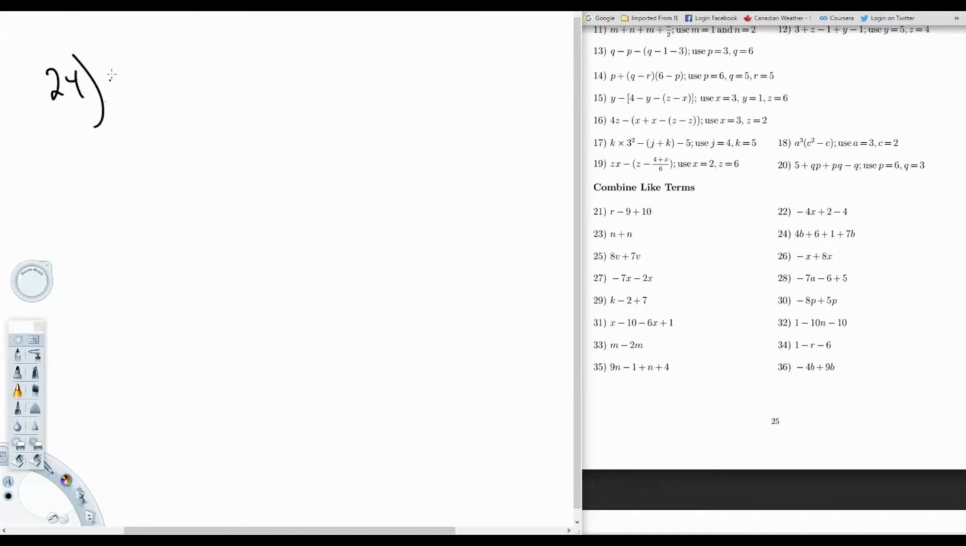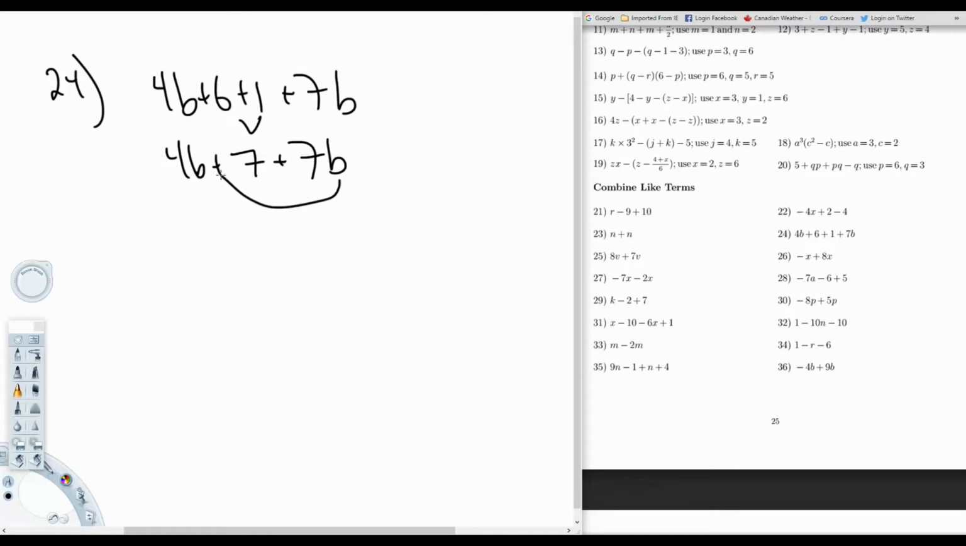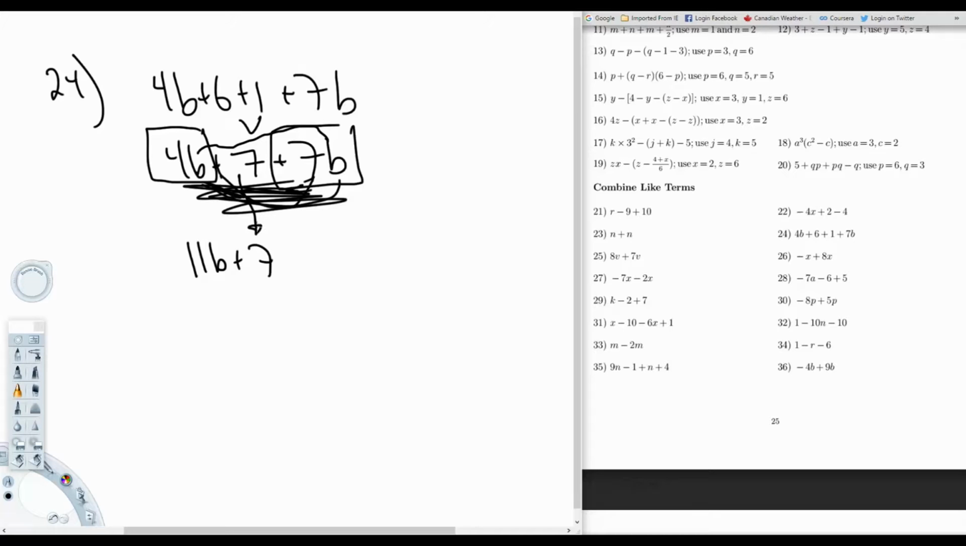24. 4b plus 6 plus 1 plus 7b. I think we can combine these two, right? So that'll be 4b plus 6 plus 1 equals 7 plus 7b. Now notice there's two b's here. Those are like terms, so it would become 4b plus 7b. That's 11b. 11b plus 7. Right? You have to carry down the 7. And that is the final answer.